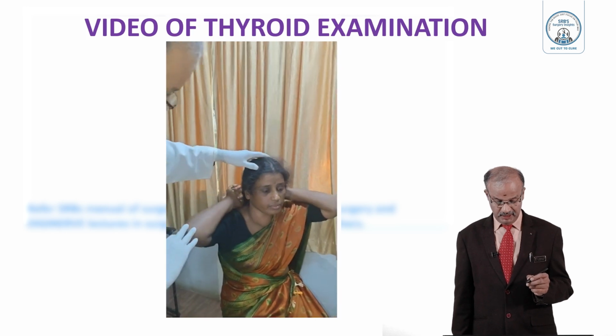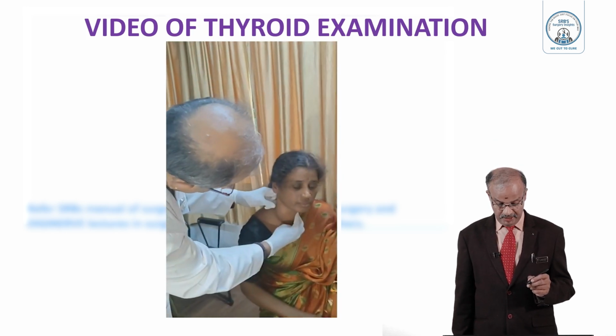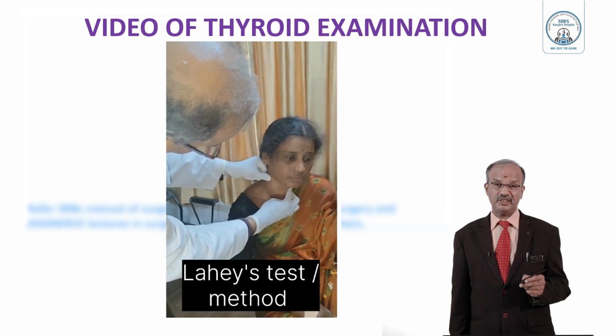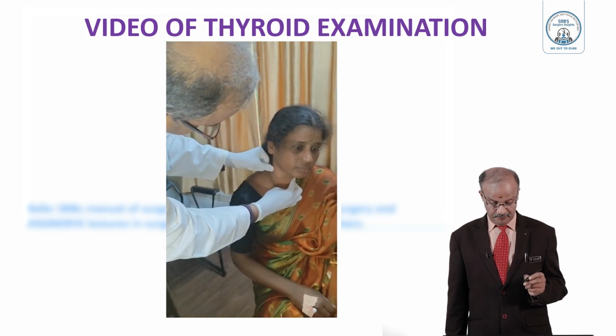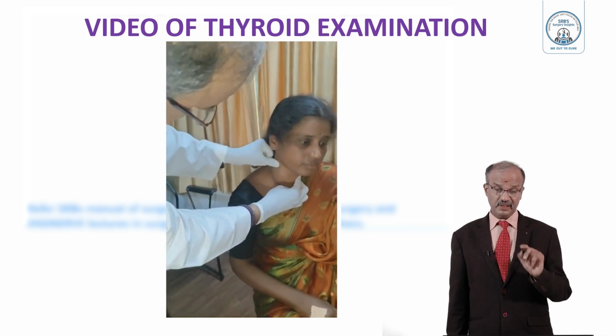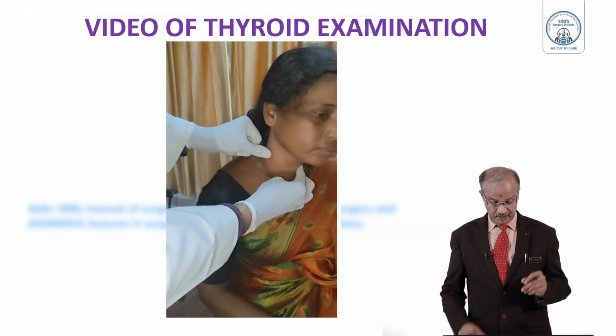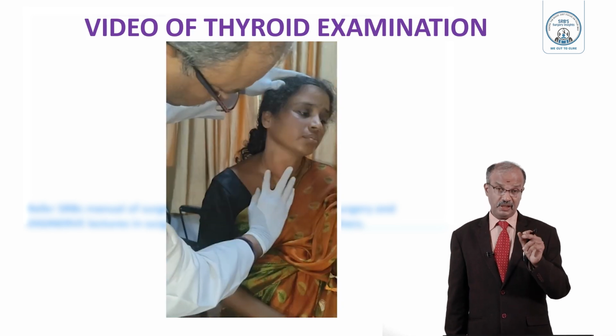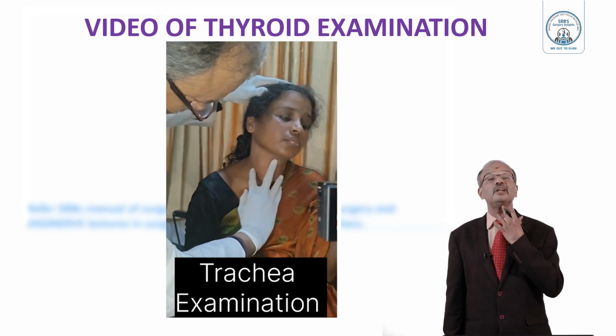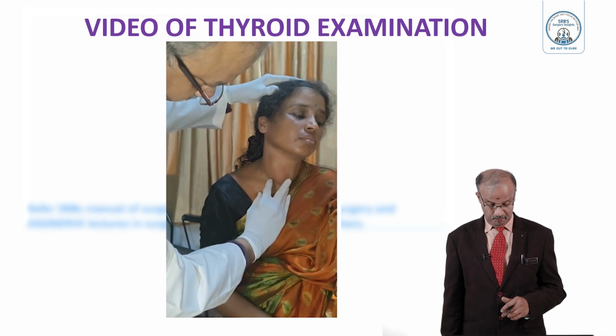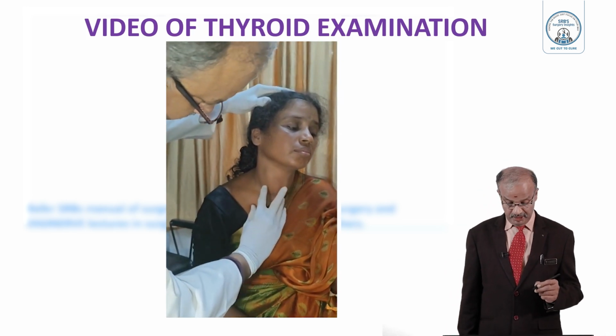Pizzillo's method again for palpation. Then Crile's method, Crile's test or method, both. See how you rotate the thyroid like this and rotate it. Push it, it rotates and posterior becomes posterolateral. Take a three-finger test, tracheal palpation, again important.